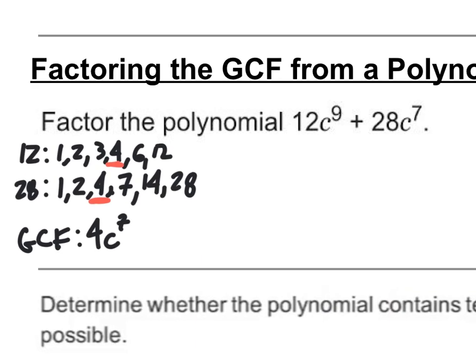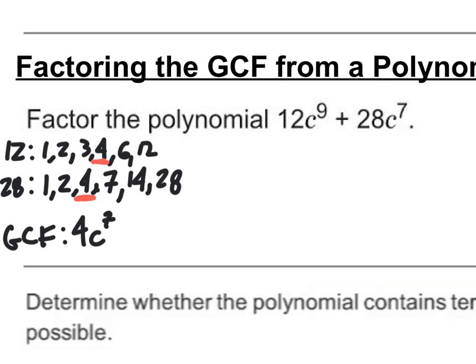Okay, so let's do something here real quick. Let's rewrite this as the product of two numbers that includes our greatest common factor. So I'm going to rewrite this as 4c to the 7th. Now, 4 times what gives me 12? Because we have to think about what's left. And that number is going to be 3. And then c to the 7th times c to the what gives me c to the 9th? And that's just going to be c squared.